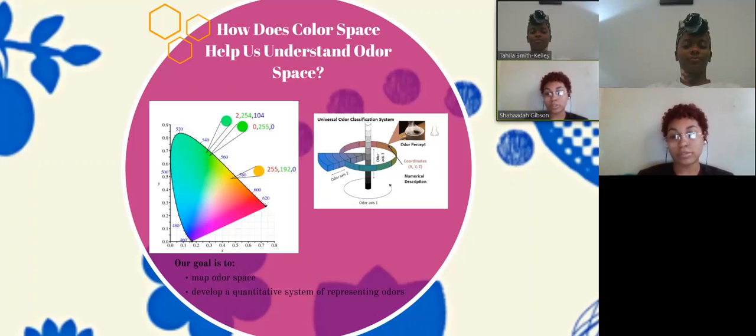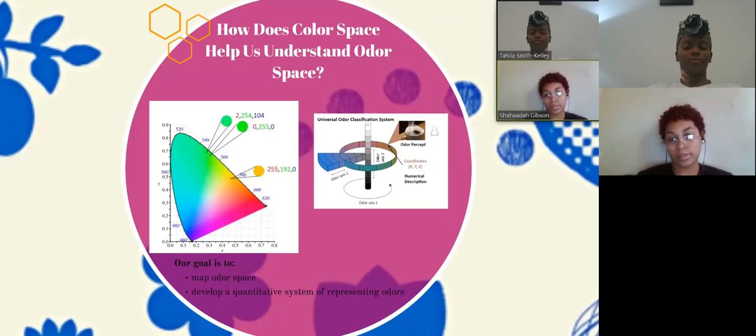We could take a picture of colors and they won't degrade, but if we try that with odors, they would. We want to create a system of odor space that does the same thing color space does, but we don't know what the dimensions and the axes of those odors are. We don't have a quantitative way of describing odors. So we're trying to figure out odor space.